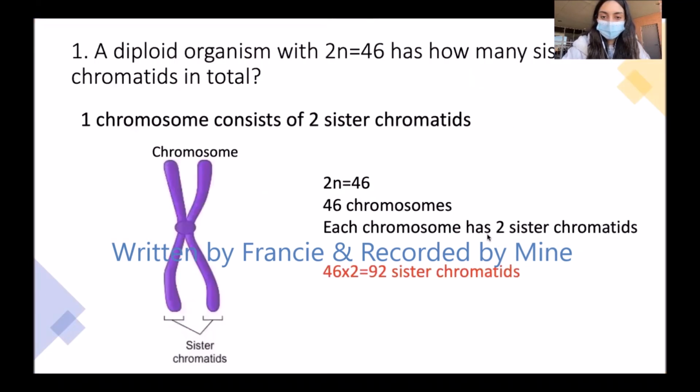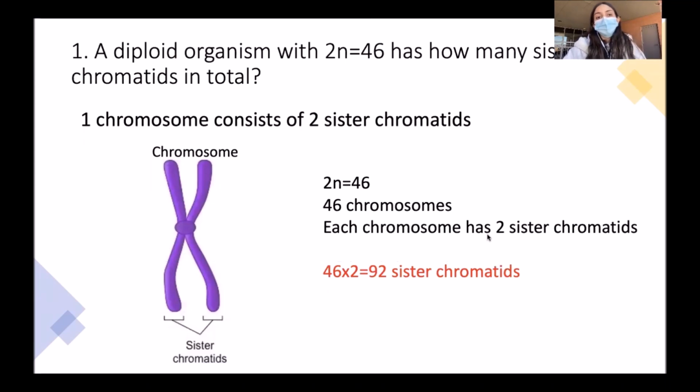So a diploid organism with 2n equals 46 has how many sister chromatids in total? So we know one chromosome consists of 2 sister chromatids. This is one chromosome, and we have 2 sister chromatids in one chromosome. So this question is asking, we have 46 chromosomes in total. 2n equals 46 means we have 46 chromosomes in total. And each chromosome has 2 sister chromatids, right? So for this, we're going to take 46, our chromosome number, and multiply it by 2, the number of sister chromatids each chromosome has. And then we're going to find that we have 92 sister chromatids in total.